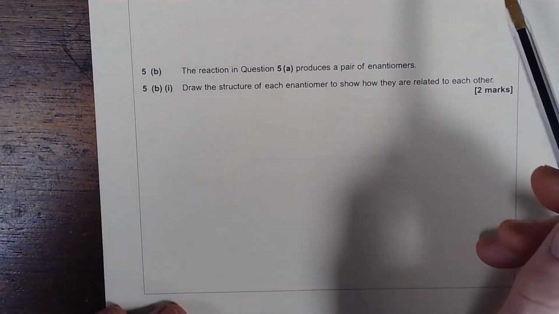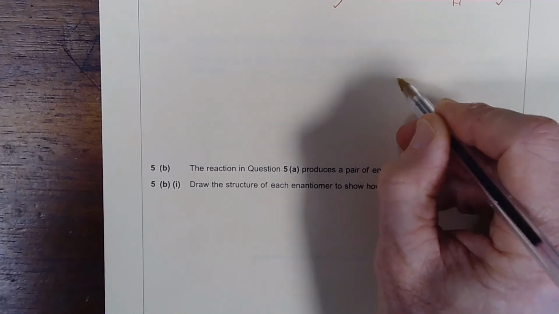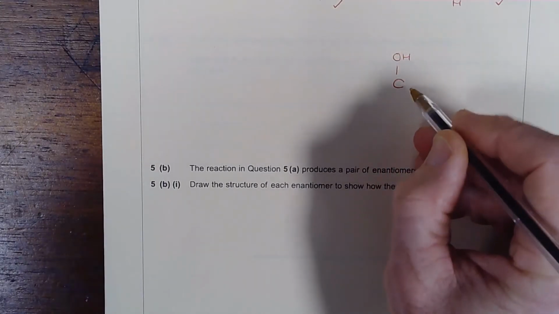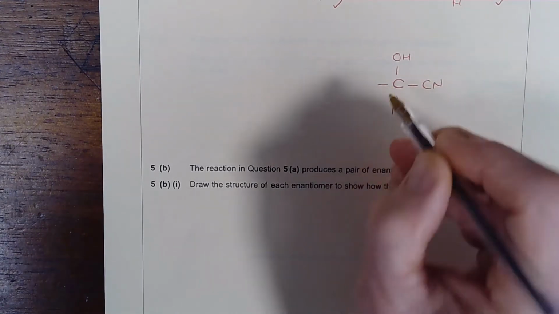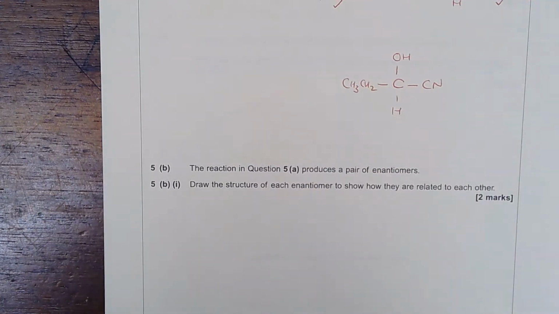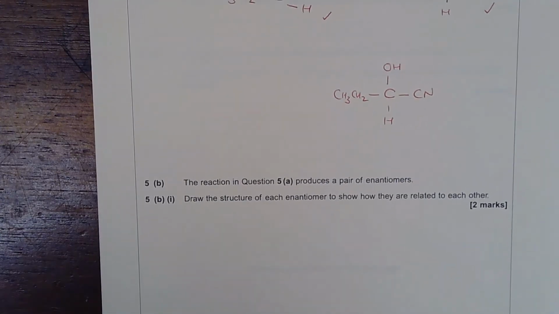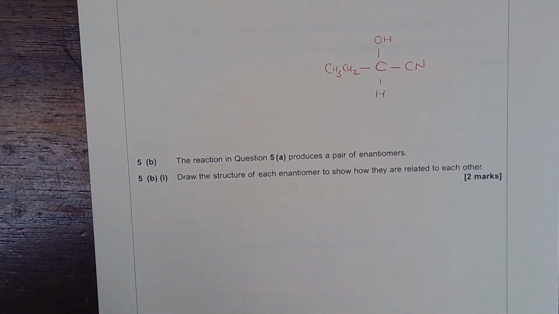If we look at the actual structure of the product, it will be a C attached to an OH, attached to a CN, attached to an H, and attached to C2H5, CH3CH2. Now that is a carbon which is attached to 4 different groups, so it is optically active, which means it produces enantiomers, and there will be a 50% combination of the 2 enantiomers.